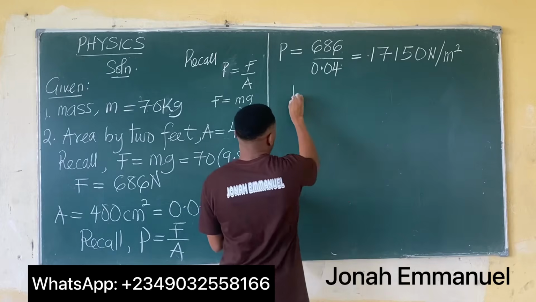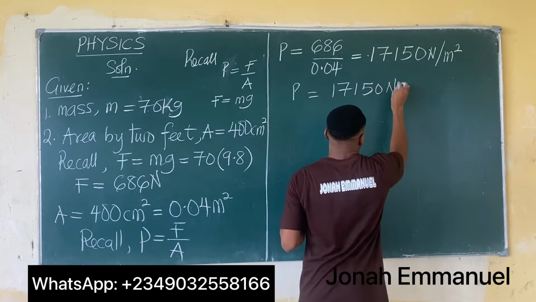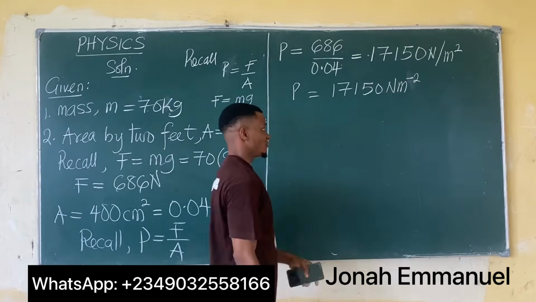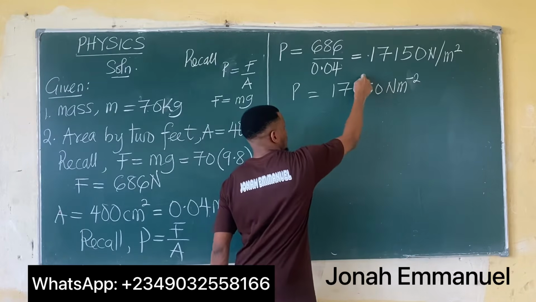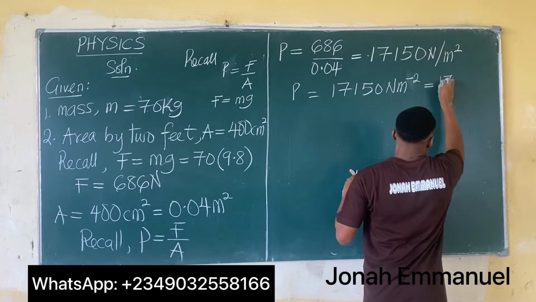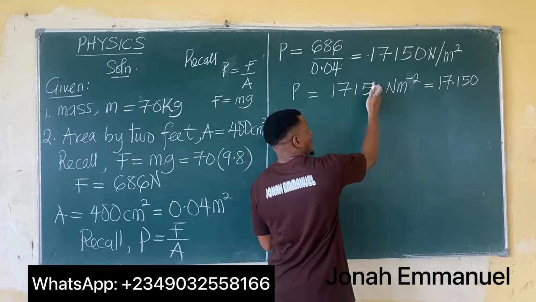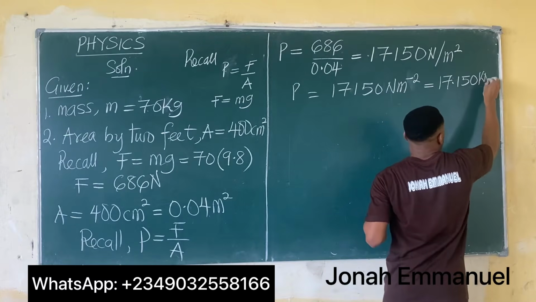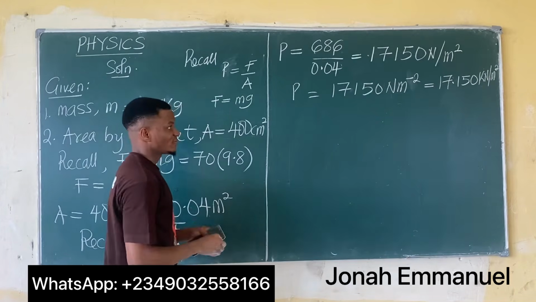Okay, so then the pressure is equal to 17150 Newton per meter squared, or Pascal, whichever one. So this is the pressure. You can do the conversion from here. You can take 1, 2, 3, so it becomes 17.15 kilonewton. If I move 3 times backwards, 1, 2, 3, 17.15 becomes kilonewton per meter squared. So I have this, whichever one works. So this is my answer.